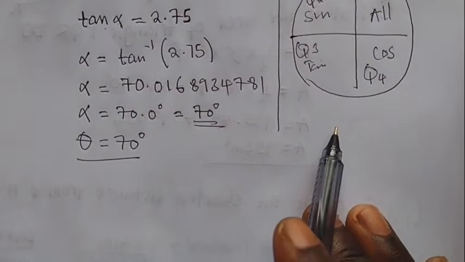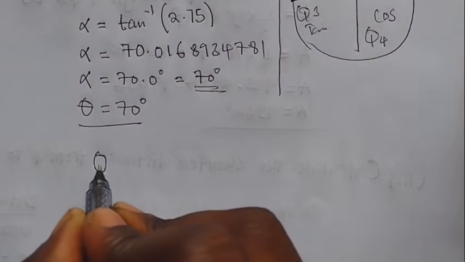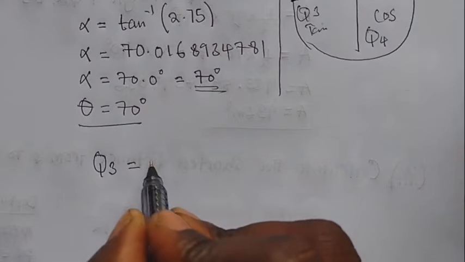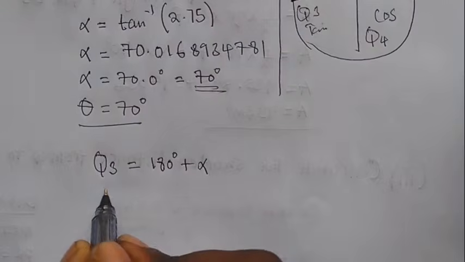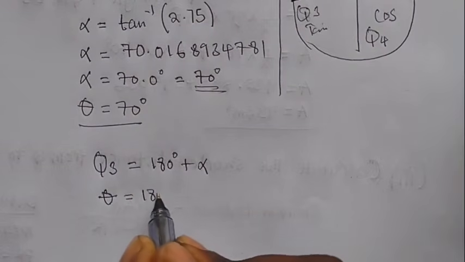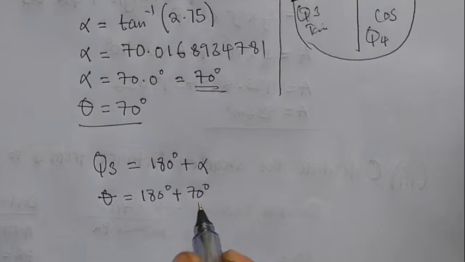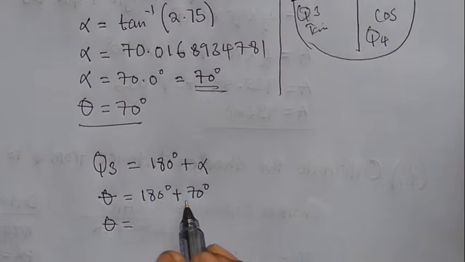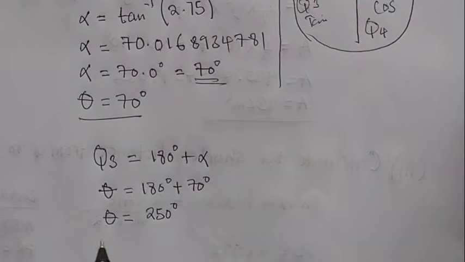And in the third quadrant, if you find an angle of tan in the third quadrant, we are going to say Q3, representing third quadrant, is equal to 180 degrees plus the basic angle. So this tells us that theta is equal to 180 degrees plus the basic angle. I found that it's 70 degrees. So theta is equal to, when we add 180 degrees plus 70 degrees, this is going to give us 250 degrees. So this is the value of theta in the third quadrant.